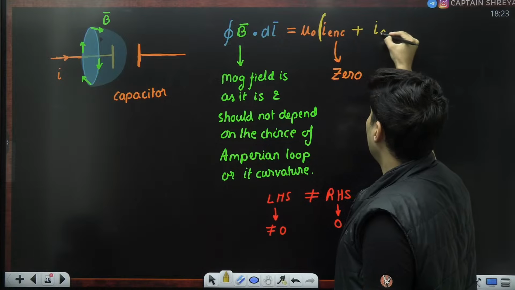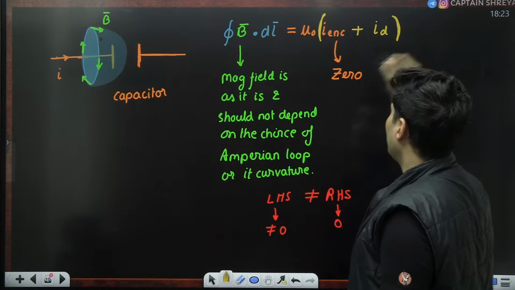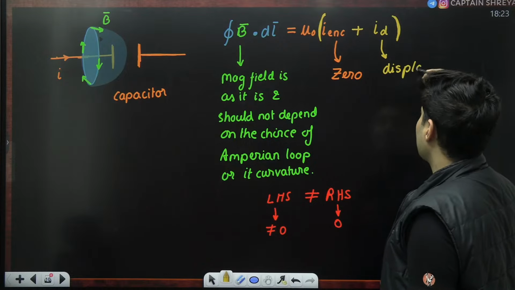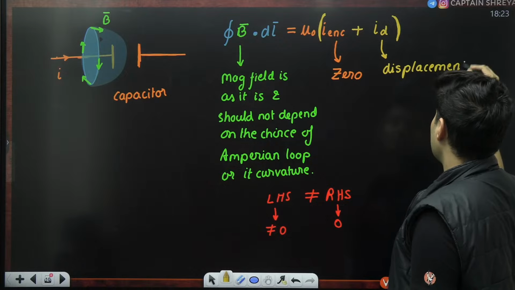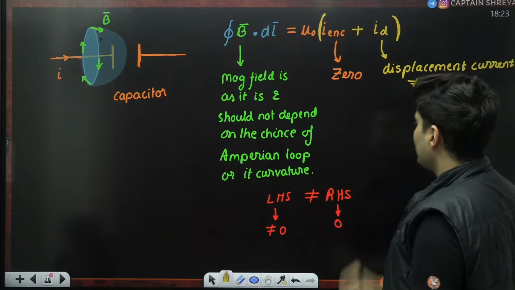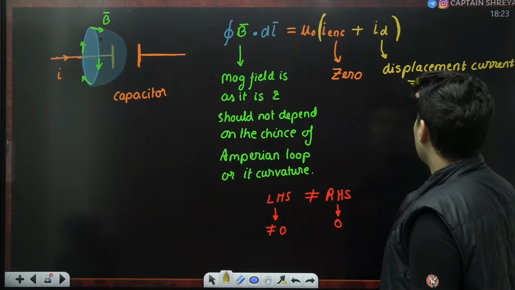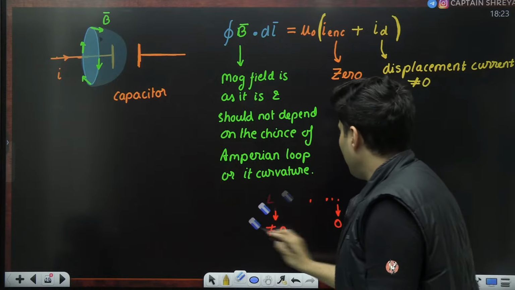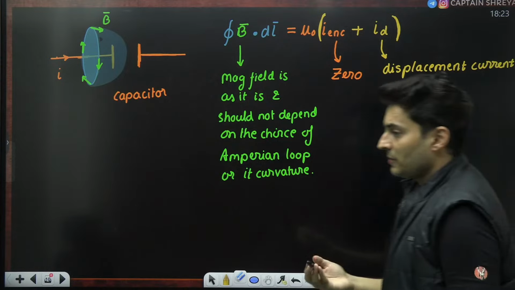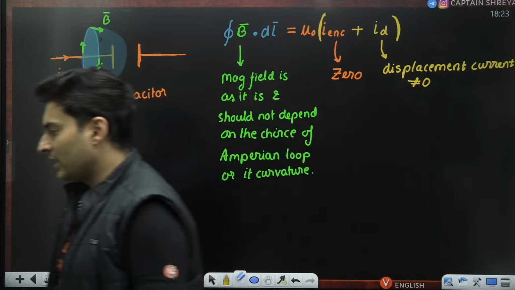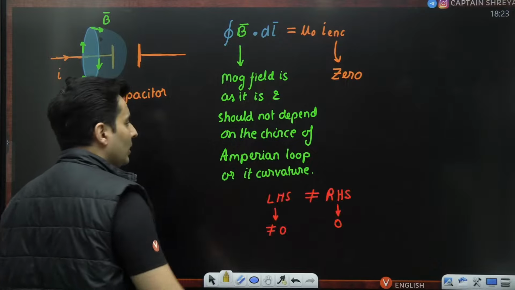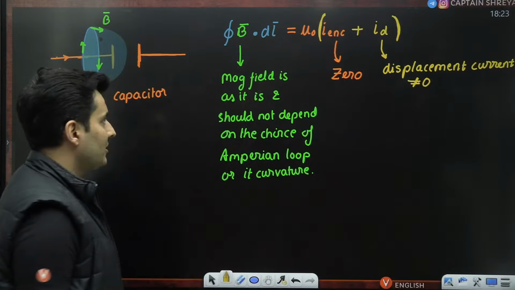Plus something called I_D. This is basically called your displacement current. And this displacement current is not zero. In that peculiar scenario, you will see LHS will match the RHS. I'll explain to you what this displacement current is, but for now, understand there was a missing term because of which we never got LHS equal to RHS.